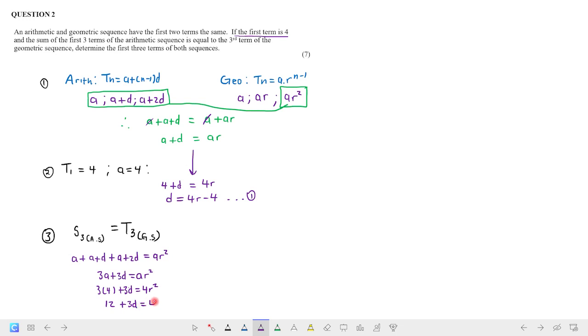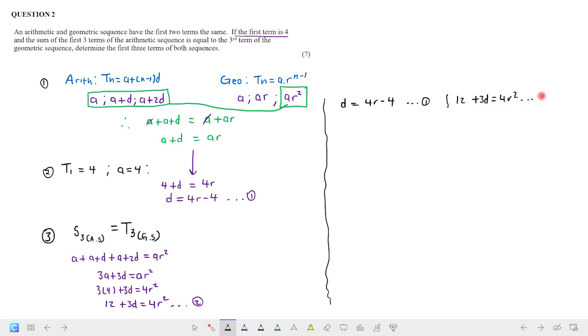Now do you see here I get another equation, right? Now what does the question say now? With these two equations, let me just write here. First equation is D is equal to 4R minus 4. That's equation 1. Then the second one is 12 plus 3D, which is equal to 4R squared. That's my equation 2. Now this question says with these two equations that I have, I need to find the first three terms of both sequences.